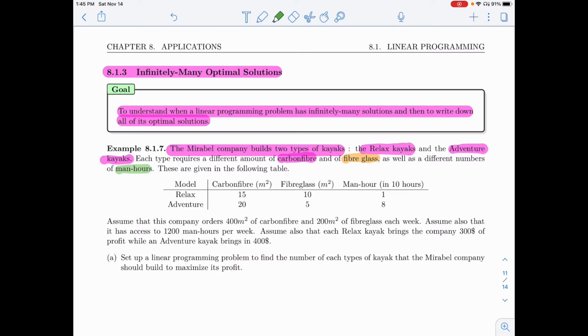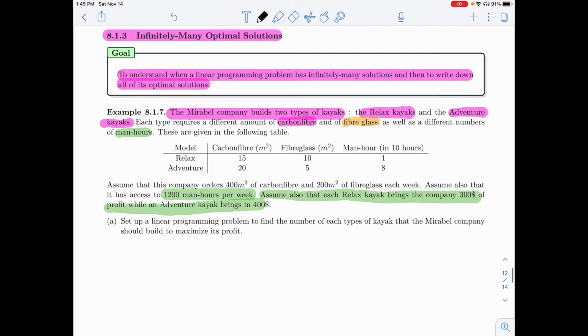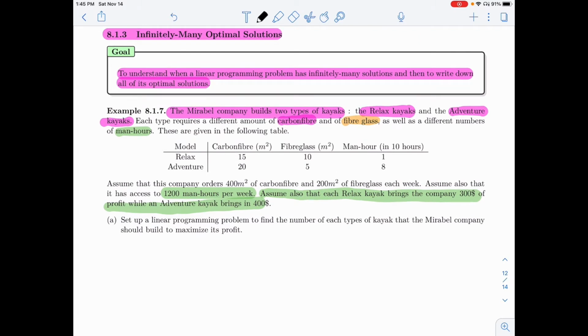Assume that this company orders 400 square meters of carbon fiber and 200 square meters of fiberglass each week. Also assume that it has access to 1,200 man-hours per week. Each relaxed kayak brings the company $300 of profit, while an adventure kayak brings in $400. We're asked to turn this problem into a linear programming problem in order to find the number of each type of kayak that the Mirabelle Company should build to maximize its profit.